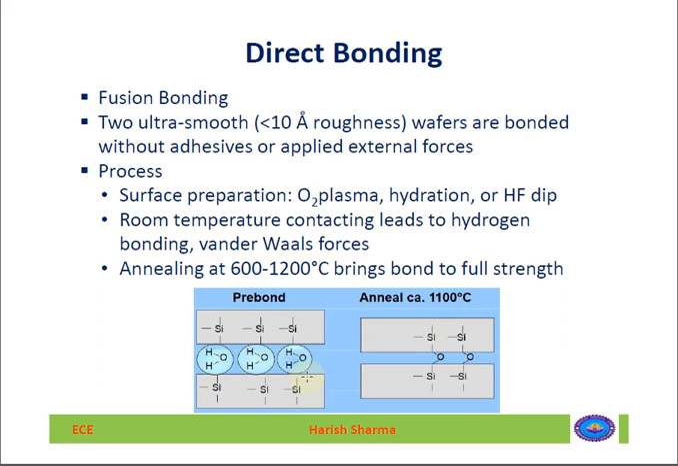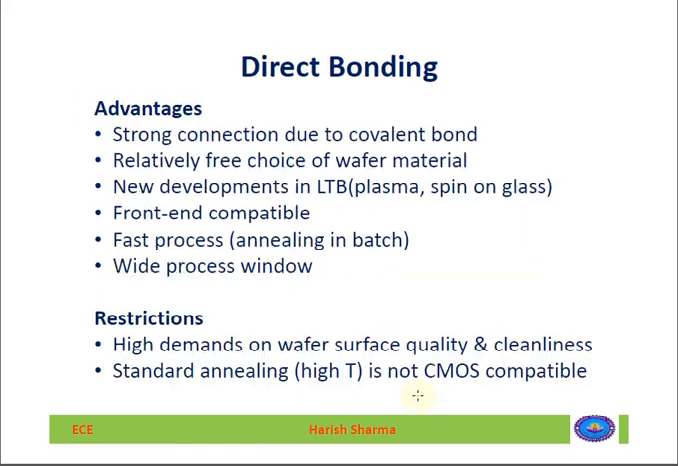After that, annealing is done at about 600 to 1200 degrees centigrade. That will convert this hydrogen bond into the covalent bond, that is the Si-O-Si bond. That will bring the bonds to full strength. You can see these are the bonds, Si-O-Si bonds.